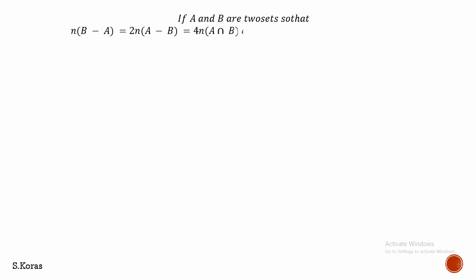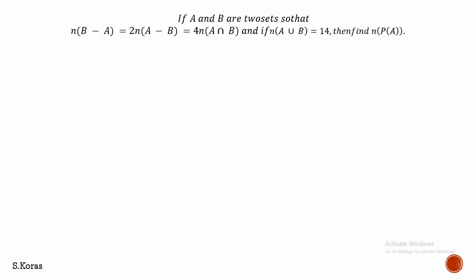Here it is given there are two sets A and B, and the clue they have given us is like this: n of B difference A is equal to 2 into n of A difference B, that is equal to 4 into n of A intersection B. And then they are giving us one more clue, that is n of A union B is equal to 14, and the question is find n of P of A. Right. So here they are giving us a clue.